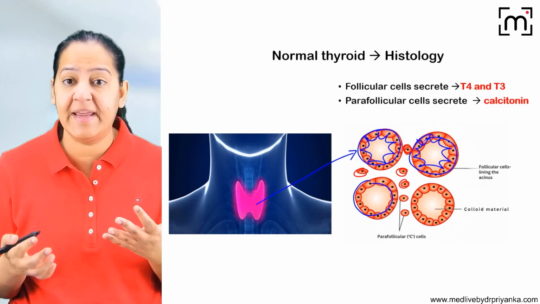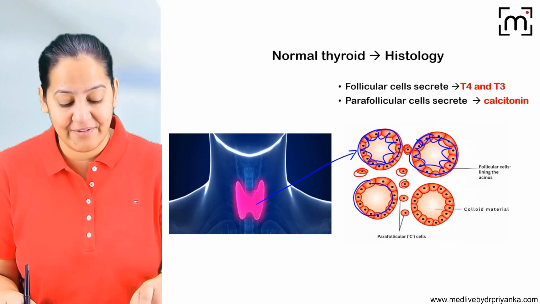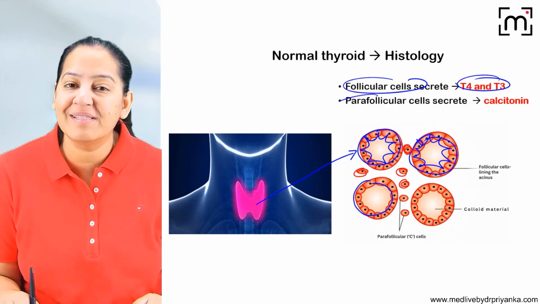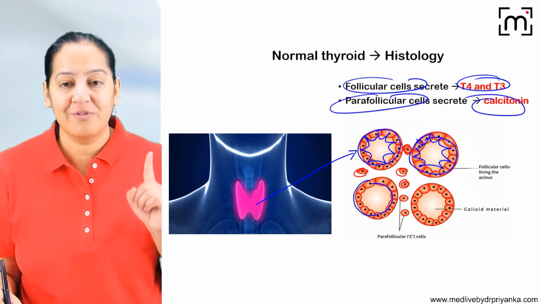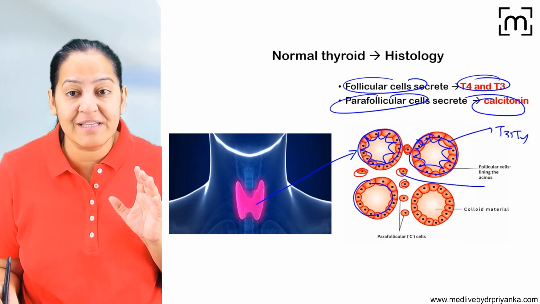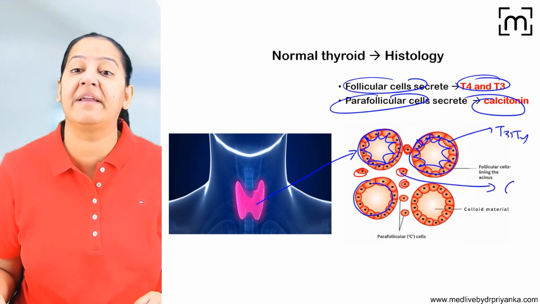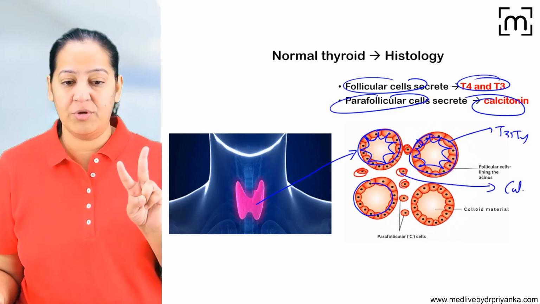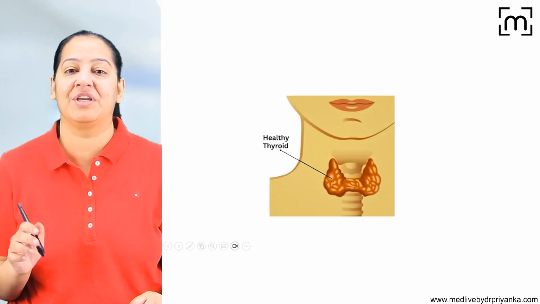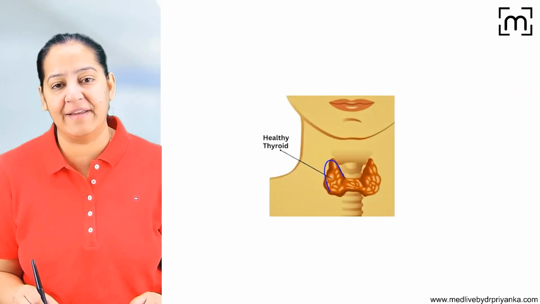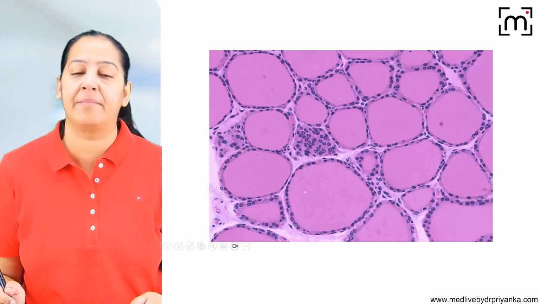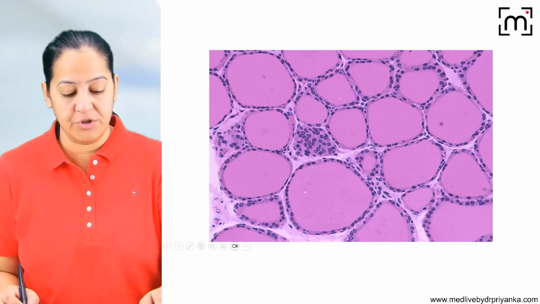Now what does this secrete? The follicular cells secrete thyroid hormones, that is T3 and T4, in the blood, and parafollicular cells secrete calcitonin in the blood. So follicular cells are secreting T3 and T4 in the blood, and the parafollicular cells which are present in the interstitium secrete calcitonin in the blood. So there are two types of cells, follicular and parafollicular. So this is the normal histology. You can see the same here, the thyroid gland, the right lobe, the left lobe, the isthmus, having two types of cells inside them.